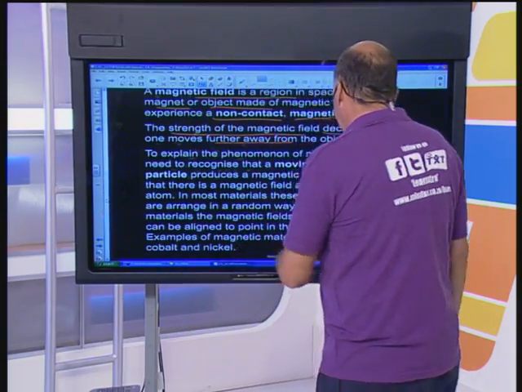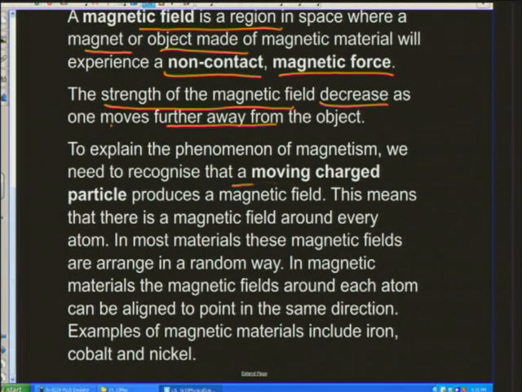So very carefully, very quickly, we recognize moving charge, and examples of these are arranged randomly. And we said magnetic fields around can be aligned to point in the same direction. And examples of these magnetic materials are cobalt and nickel.